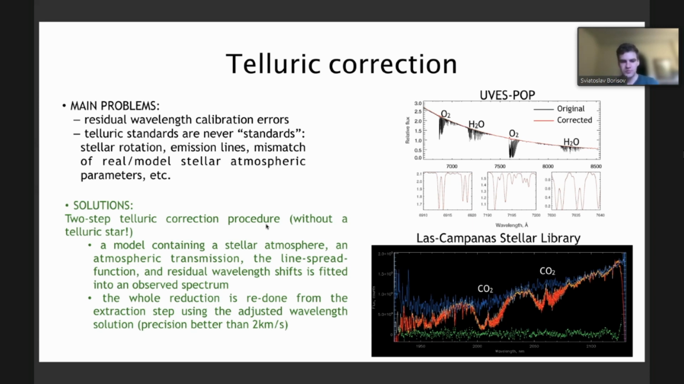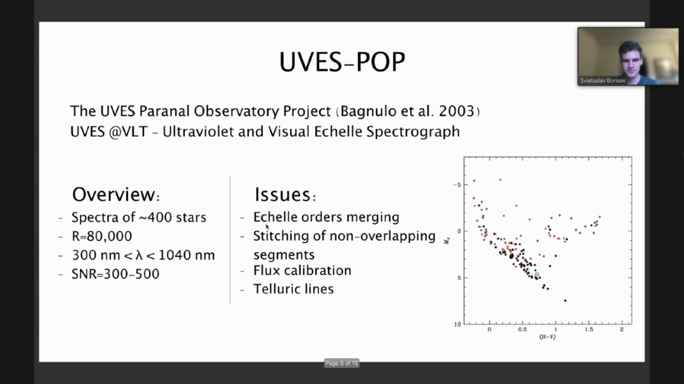Also, it is possible to take wavelength shift into account in order to fix these imperfections in the wavelength solution. And then, when we have this new adjusted wavelength solution and atmospheric transmission, we can just, as I said, divide the observed spectrum by this model.